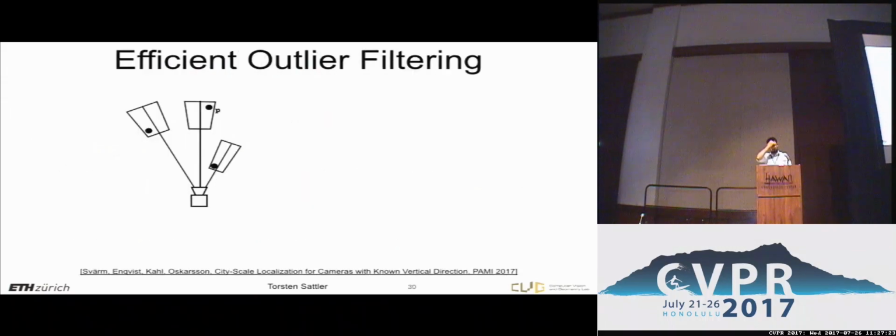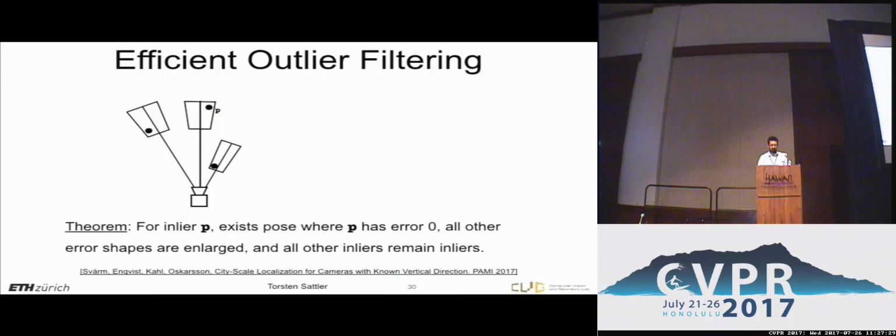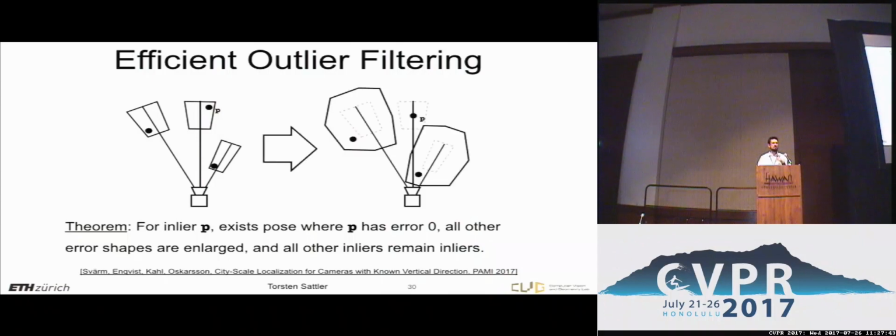The first outlier filter, the n squared log n one, is from the paper that I've been talking about, and they make a neat insight: assuming that a match point P is an inlier to the correct transformation, you can find a slightly different transformation, or slightly different pose, so that P has a 0 reprojection error and all other inliers have a slightly larger but bounded reprojection error. So you can find a transformation of those error shapes. One error shape is essentially just a point. All other error shapes are slightly larger. And you can use this for outlier filtering.